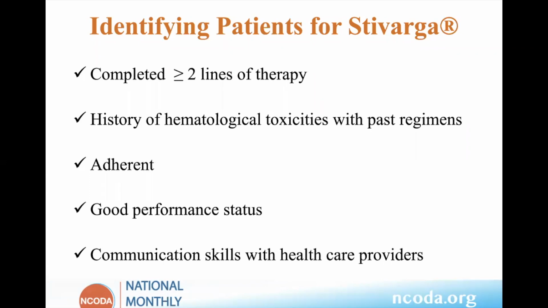Obviously, these are oral oncolytics, so you want patients that are adherent. Identifying these patients early on is very important, keeping in mind that most of the previous treatments are IV regimens. Good performance status, of course, is something, and in the trials they looked at patients with performance status of 0 and 1. And with oral oncolytics, we want these patients to have excellent communication skills, specifically with healthcare providers, so that they let us know if they're experiencing any toxicities. Next slide.